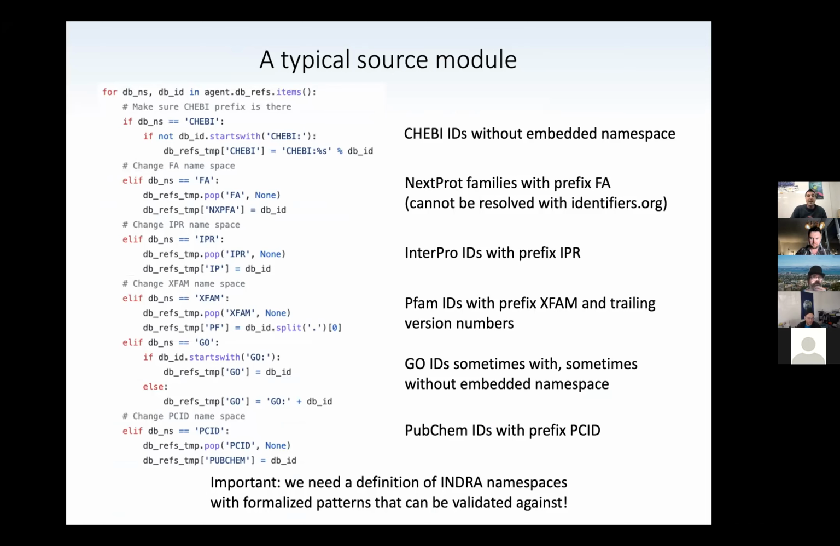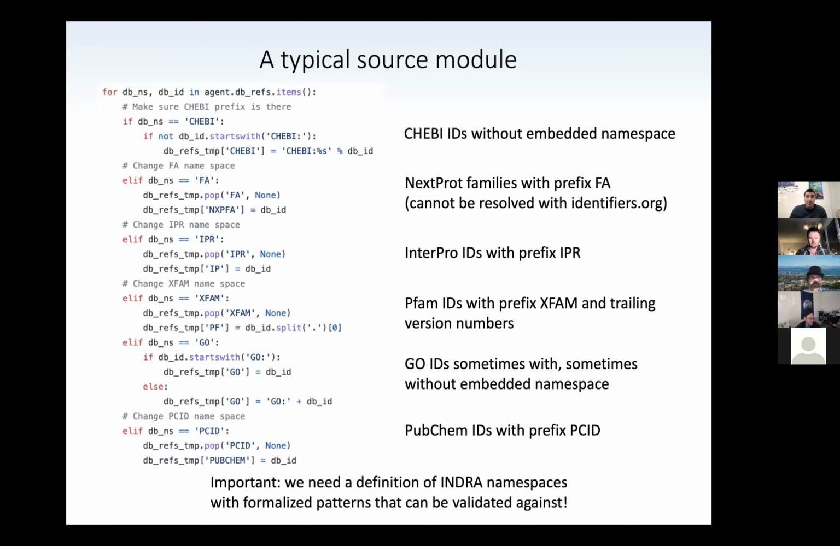modules of Indra. This happens to be for one of the text mining systems that Indra is integrated with. And you can see a very small snippet of the Python code and some comments on the right-hand side about how things are identified in this source. So you see, for instance, that from this source, we get CHEBI IDs without the embedded namespace, which is supposed to be the standard. We have references to NextProt families that for some reason use the prefix FA. These actually cannot be resolved with identifiers.org. There's no entry for NextProt families.